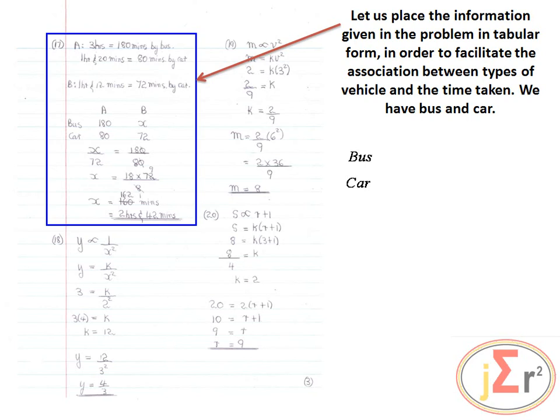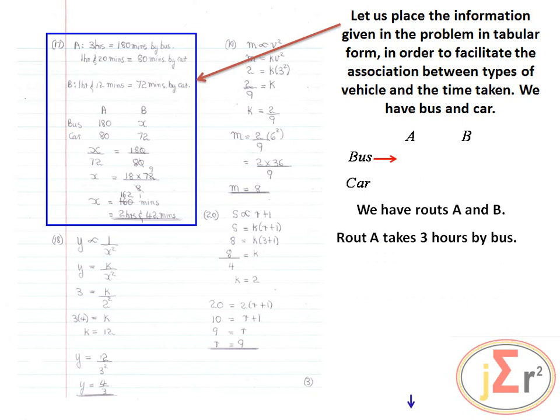We have bus and we have car. There we have it, bus, car. We have routes A and B. Therefore, if a figure comes right here, we know that it is in relation to the time that the bus takes on Route B. And right here will be the time that the car takes on Route A. So Route A takes 3 hours by bus. So by bus, Route A, 3 hours.